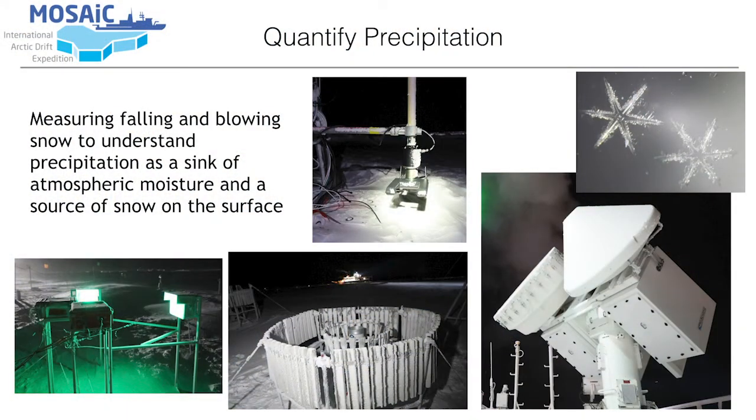Related to the clouds are goals about characterizing and really quantifying the amount of precipitation there. So precipitation is a sink of moisture from the atmosphere going down to the surface, but it's also a source of snow on the surface. And that snow on the surface is really important for the sea ice life cycle, for the growth and melting of sea ice. So snow plays a number of really important roles in the Arctic system.